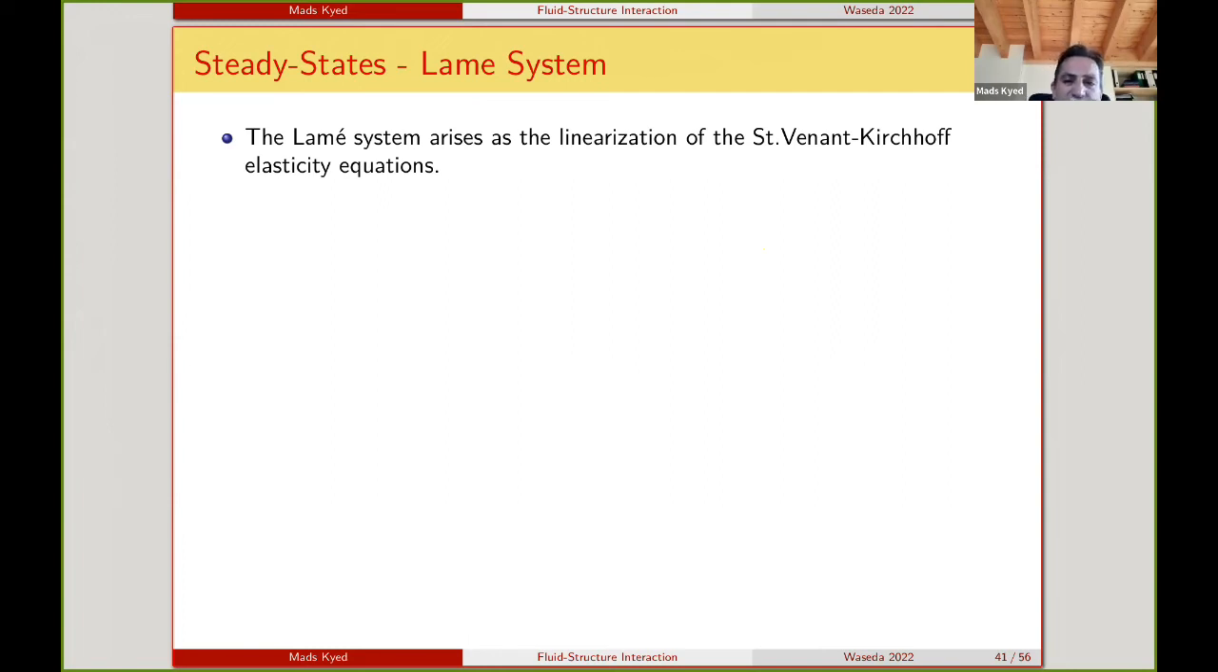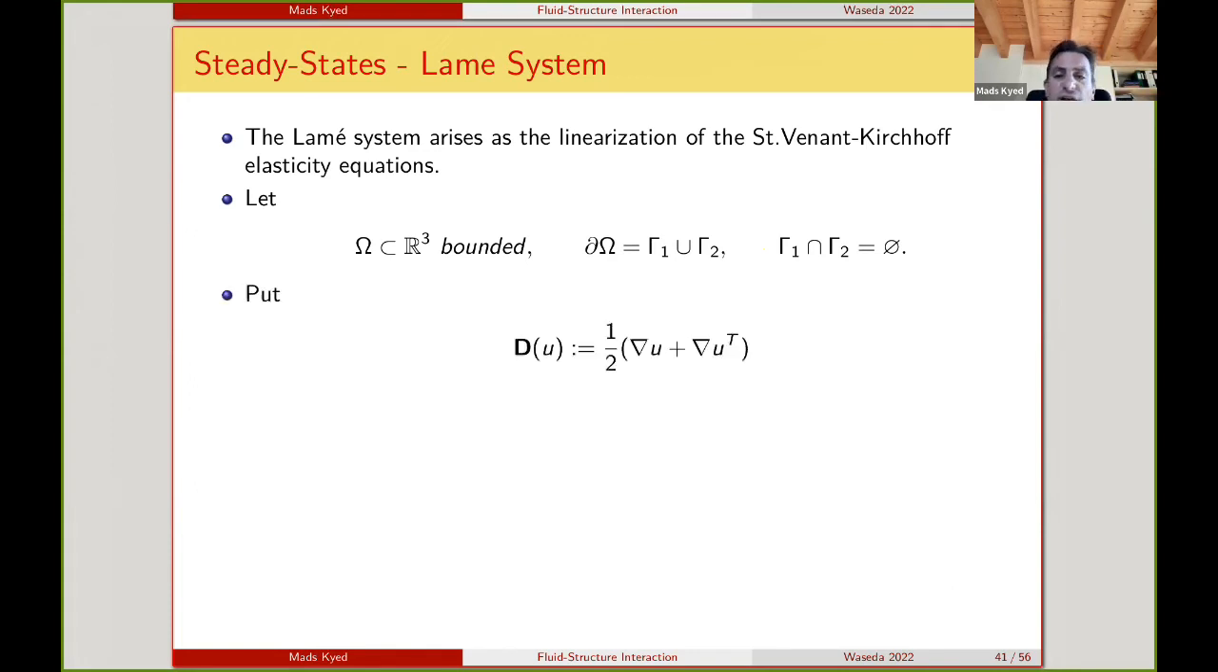Okay, so what is the Lamé system? The Lamé system is the linearization of our non-linear system of partial differential equations that we use to model elastic material. We consider here now a bounded domain. I work primarily in R3, of course, with two disjoint boundaries, as in our container with the elastic walls.